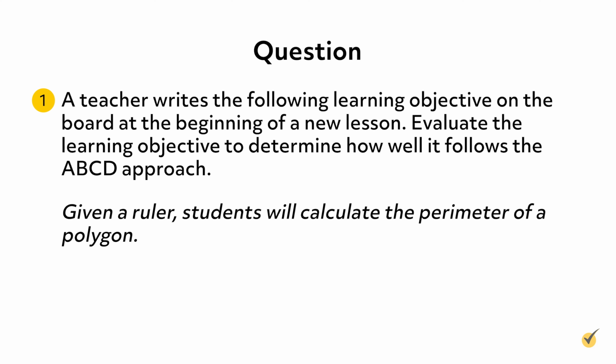Number 1. A teacher writes the following learning objective on the board at the beginning of a new lesson. Evaluate the learning objective to determine how well it follows the ABCD approach. Given a ruler, students will calculate the perimeter of a polygon.